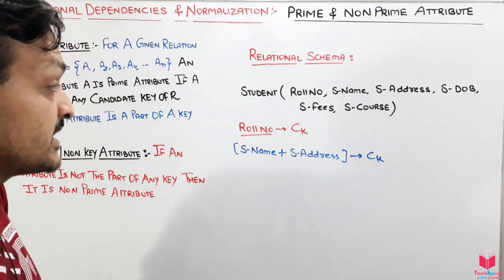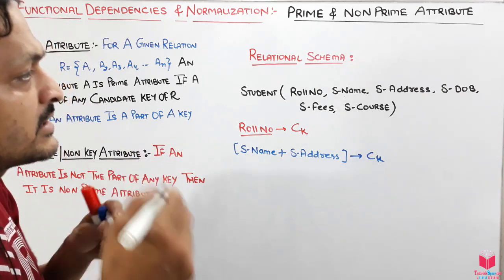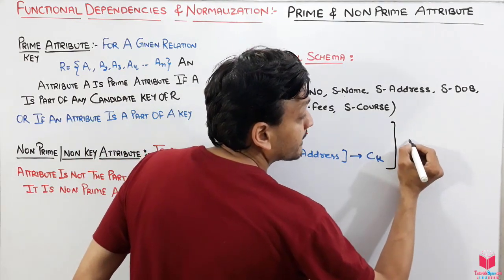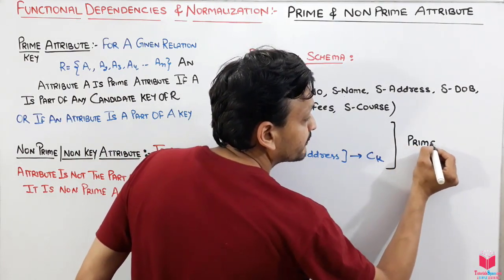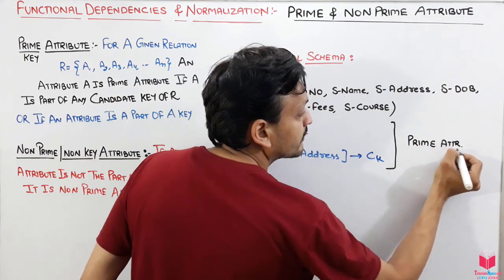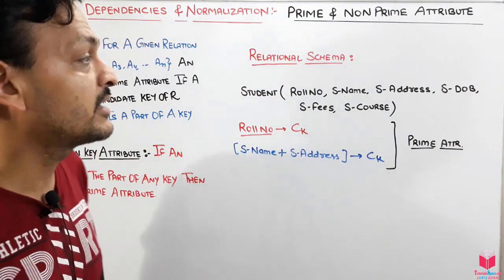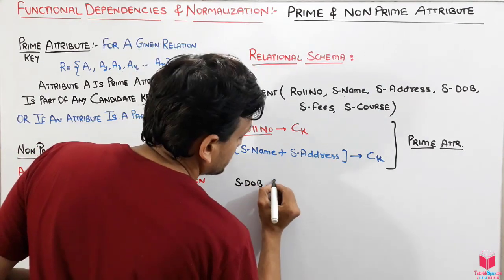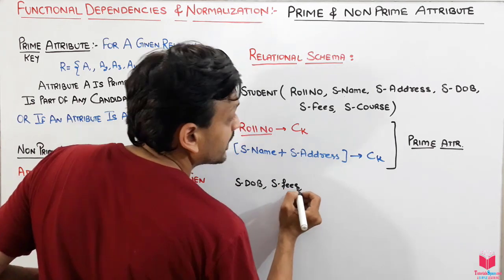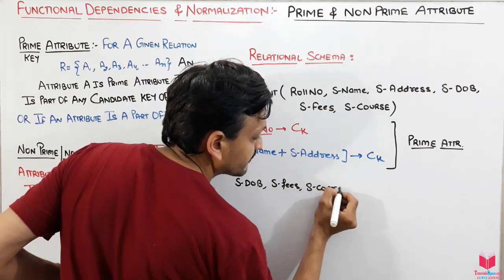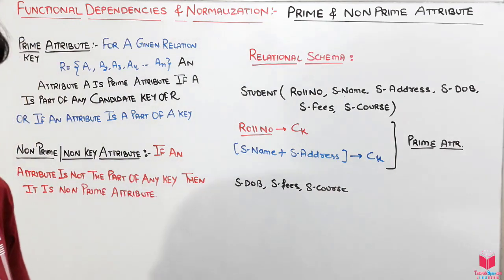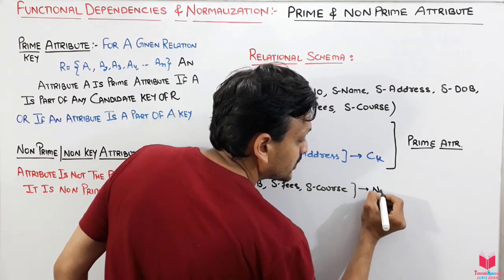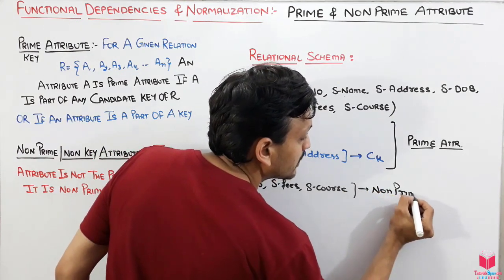And from that I can say, if these are the candidate keys and other possibilities are not there, I will consider all these as prime attributes. And the remaining ones, student date of birth, student fees and student course, are not a part of the candidate key. So they are non-prime attributes.